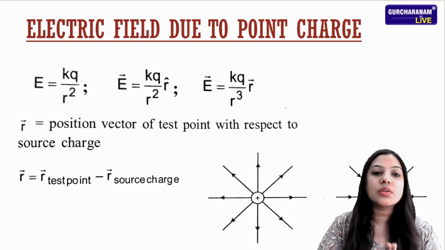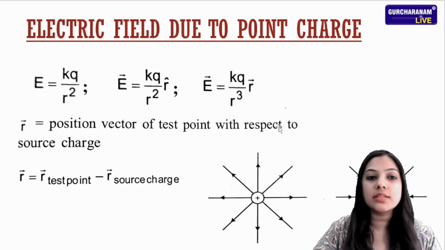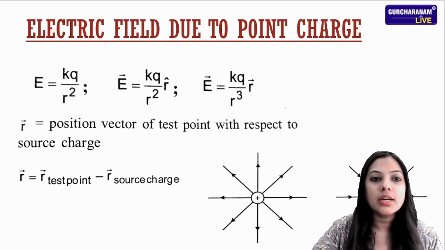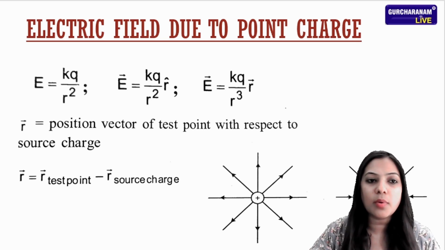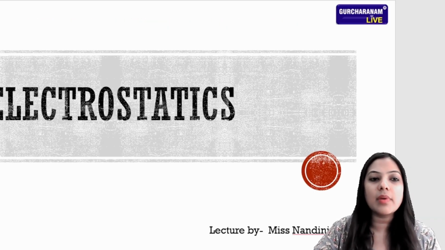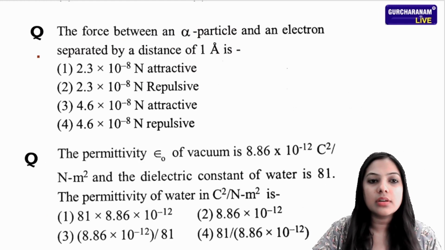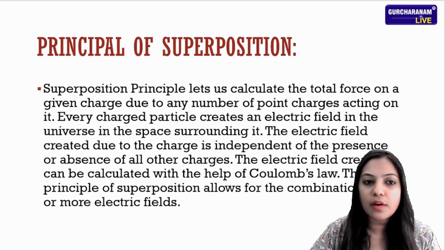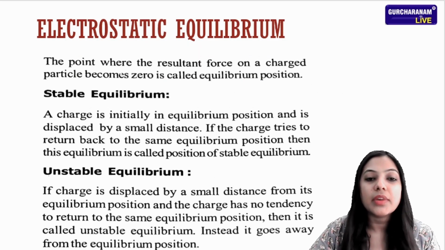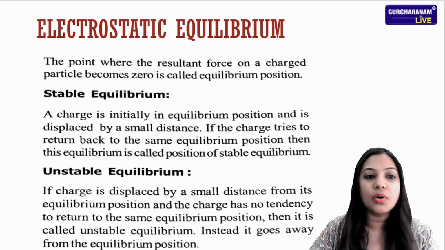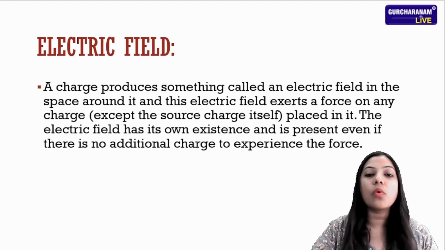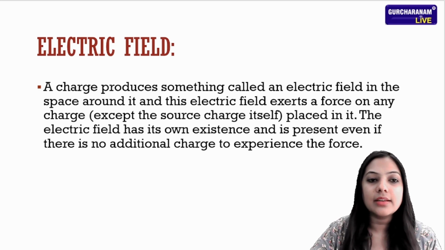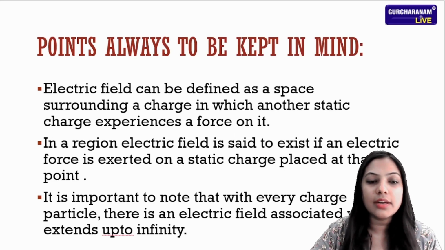So, now our topic is electric field due to point charge. In our previous lecture, we learned about electric field and the numericals related to that. So, I think we do a quick revision about electrostatics. We start from electrostatics. We learn about all the numericals related to that, and then we learn about the principle of superposition, and after that we learn about electrostatic equilibrium. Okay, and after that we learn what is electric field, and electric field lines of force.